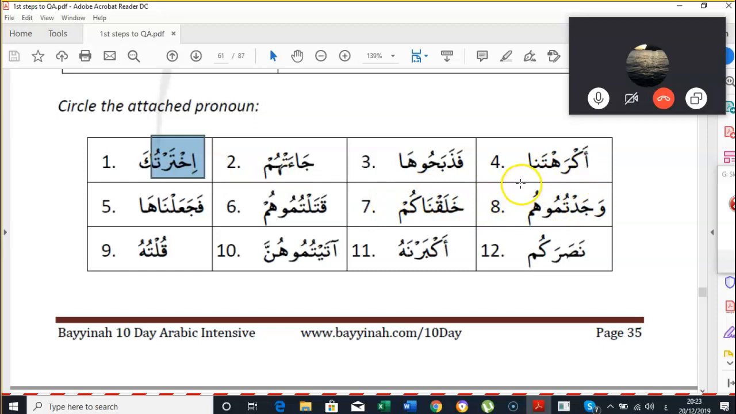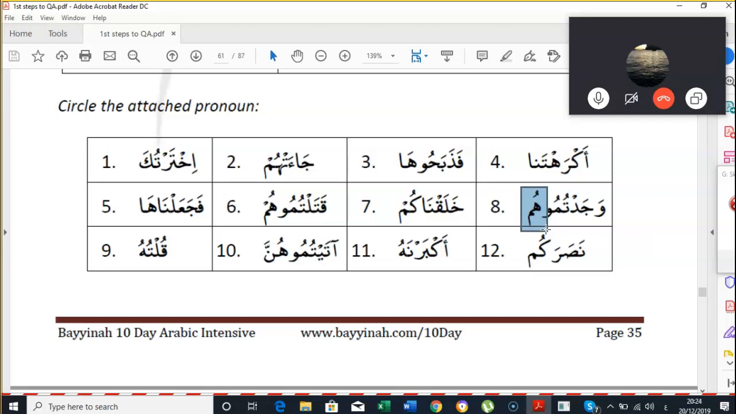Get me to do another one actually. Okay, this one's a bit tricky. I'll give you another one after this, but obviously have a go. Okay, وجدتموهم. What do I do? Find the attached pronoun. What's the attached pronoun? Hum. But it's not attached though. Is it attached? No, it's not. Would it matter? You tell me.